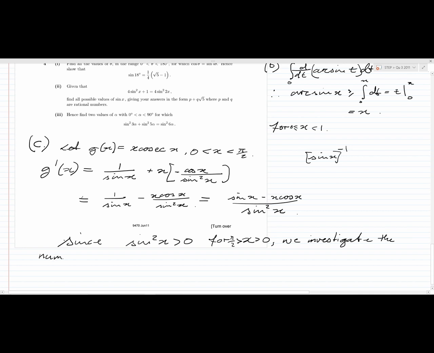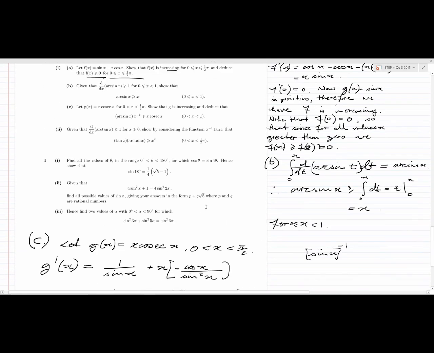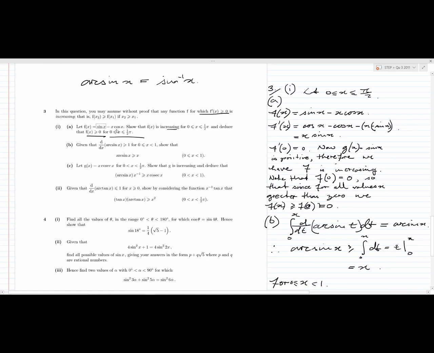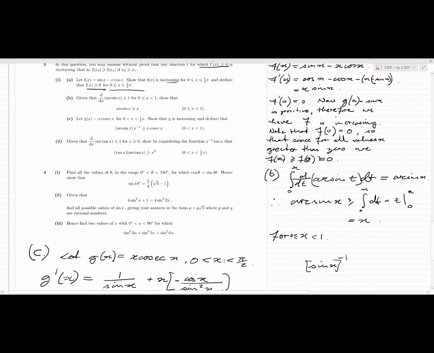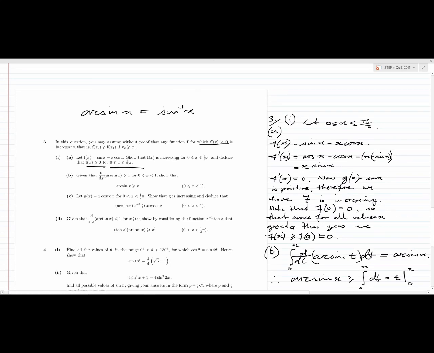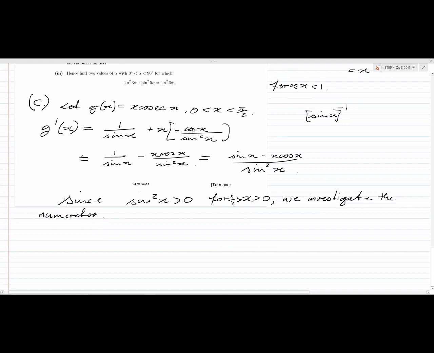Numerator. But if we are observant and we remember, we can see that this is nothing but our first expression here, sine x minus x cos x, which is rather nice. It means we don't have to do any work, because we've already shown that this is greater than 0.